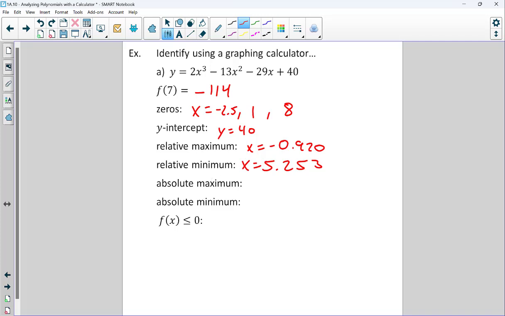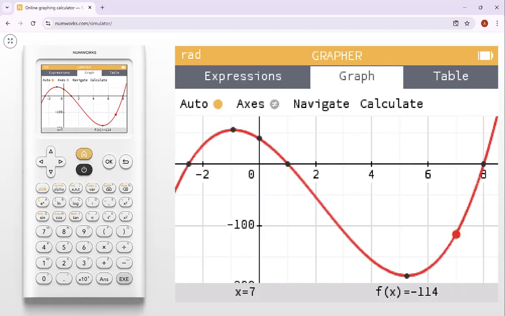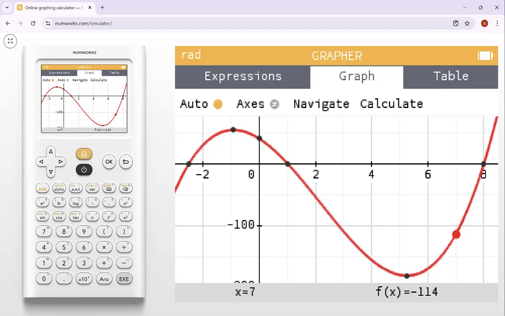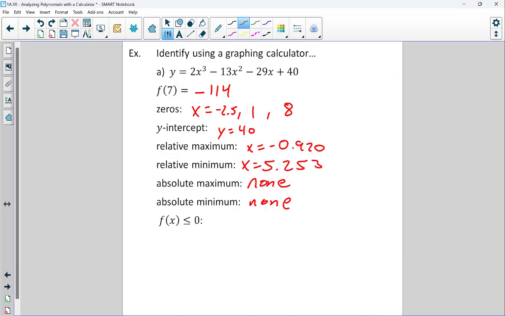Absolute min, absolute max. Keep in mind, the graph goes up forever and goes down forever, so there is no absolute extrema. And then where is f of x less than 0? F of x is less than 0 anywhere the graph is below the x-axis. So that would be from negative infinity to negative 2.5, including the endpoints, and then between 1 and 8. Parenthesis over here. Final answer.